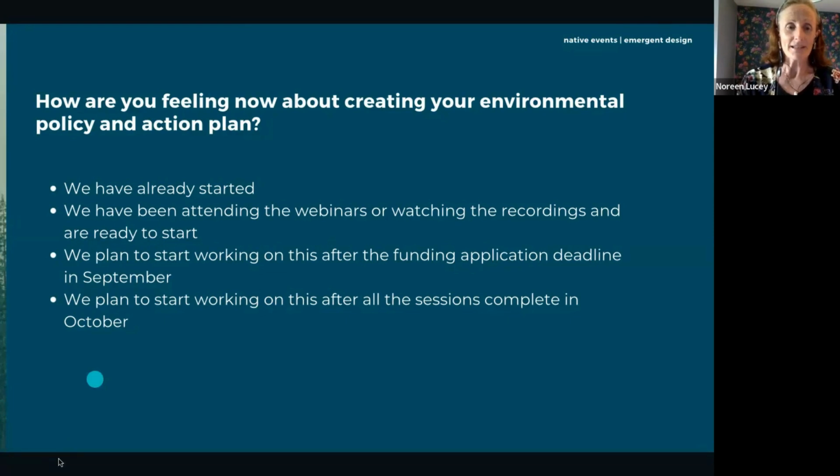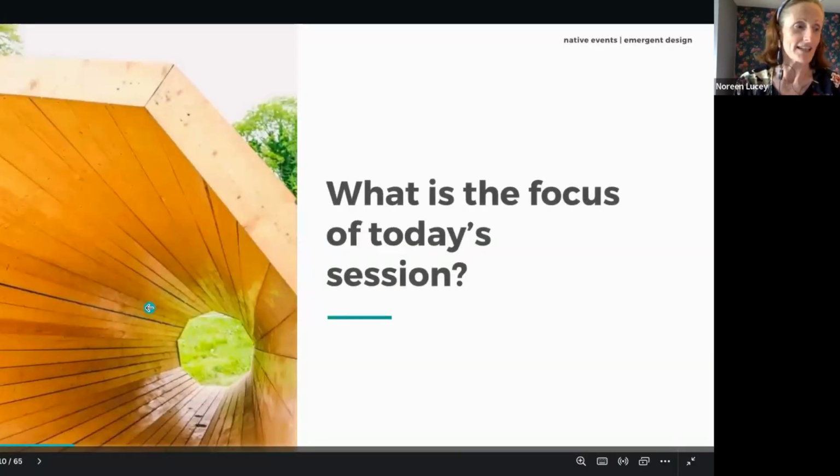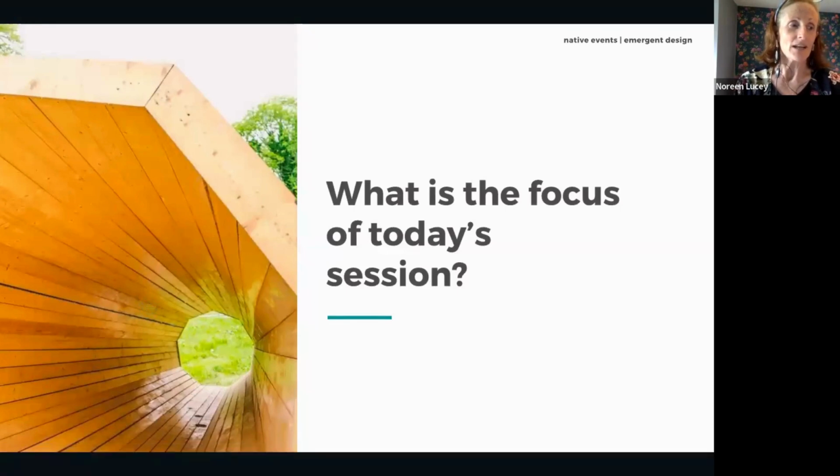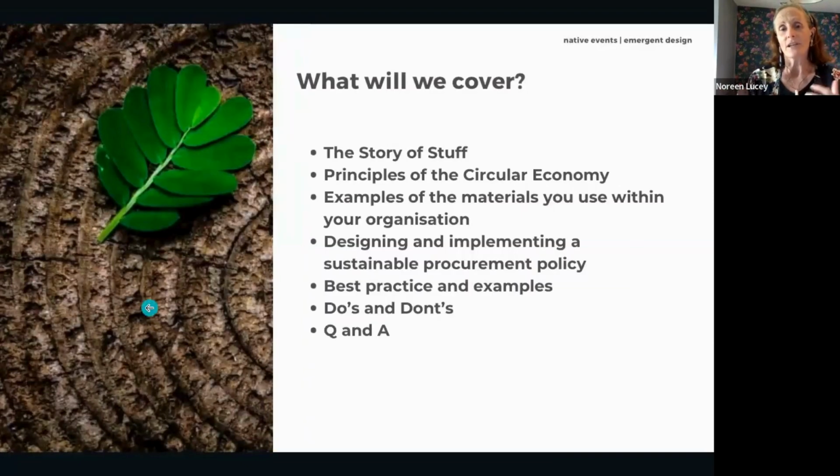So we'll dive straight in to the focus of today's session. It's about you developing your approach to avoiding and reducing your material use and waste, and sourcing greener materials, goods and supplies. Today we'll hear the story of stuff from Megan. We'll go through some principles of the circular economy. We'll look at examples of the materials that you use within your organization.